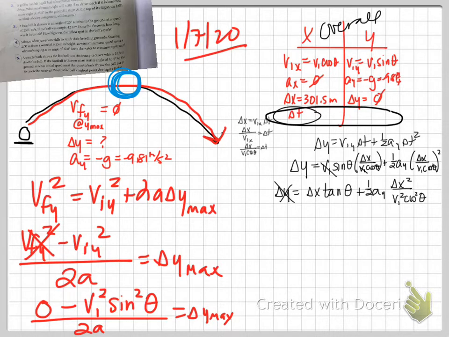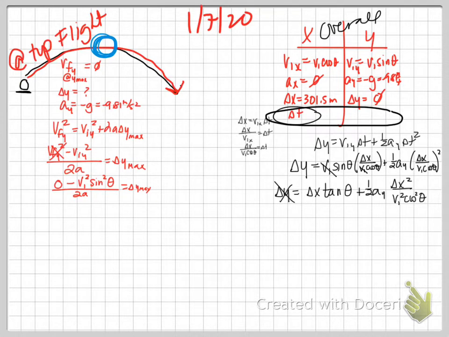What's our problem? Talk at your tables. That's the problem. We don't have vi. So it's fine to say negative vi squared times sine squared theta over 2a equals delta y max, but we don't have vi. If we did have vi, this would be a piece of cake. So what do we do? We create an expression for vi.